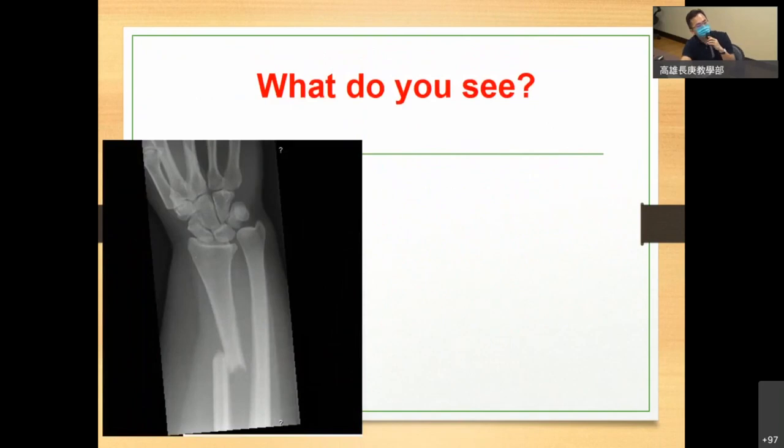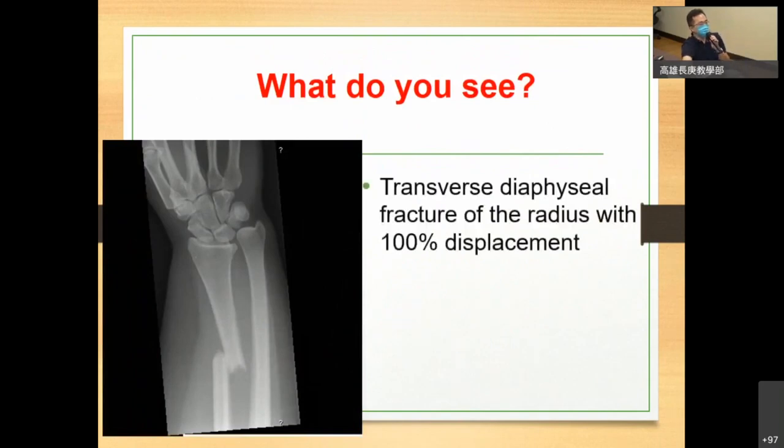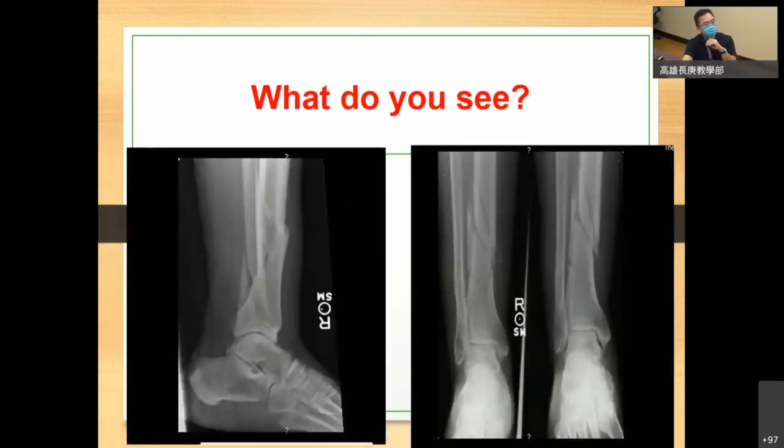Okay. The next, this is a radius. As we say, it's a radial shaft fracture. It is also a transverse fracture, or we can say this is a transverse diaphyseal fracture of the radius with 100% displacement. And we can say this with radial angulation.